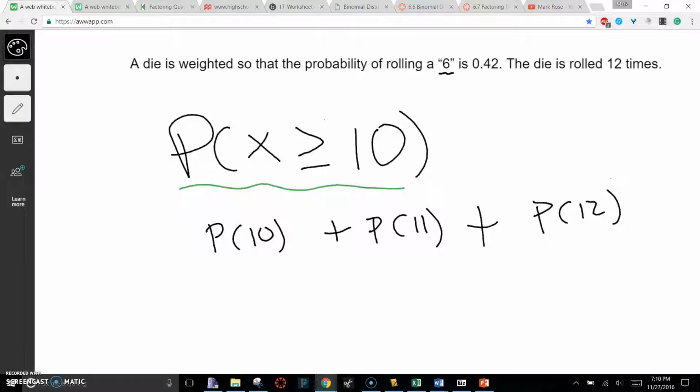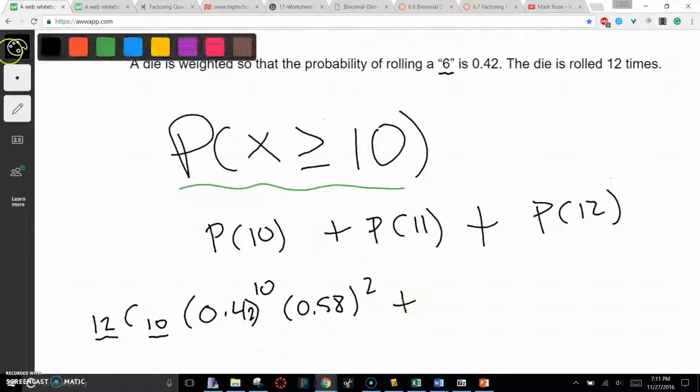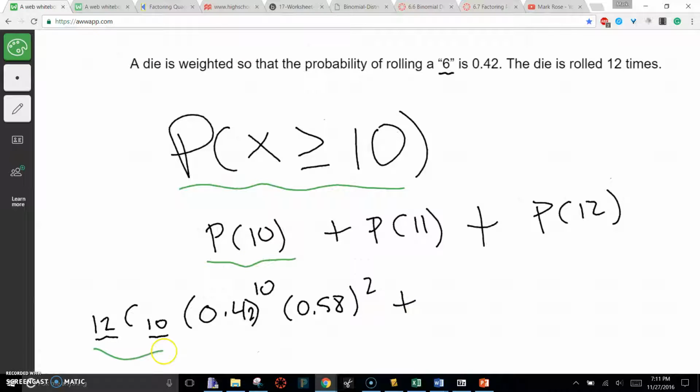So the probability that I roll a 10 would be 12 C 10, because that's my number of things, and that's my number of successes, so this would get my arrangement. And then, again, it's still 42% of the time, and I would have 10 successes this time, which means I would only have 2 failures. So that would make this probability.